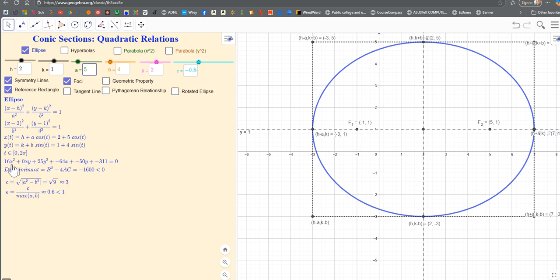In this form here, we call the coefficients a, b, c, d, e, and f. So a is 16, b is 0, c is 25, d is negative 64, e is negative 50, and f is negative 311. So it turns out if you take b squared minus 4ac, in this case you get negative 1600. On an ellipse, this discriminant will always be a negative number.